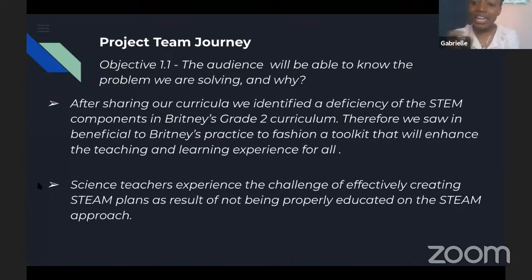After seeing that lack of cohesiveness within Brittney's lessons or her curriculum, because there were no objectives, just standards, and no content given to the teachers at this school, just topics and standards, we saw it beneficial to create a toolkit that will enhance the teaching and learning experience, not just for Brittney, but for teachers all around, because many teachers experience the same challenge in using STEM.